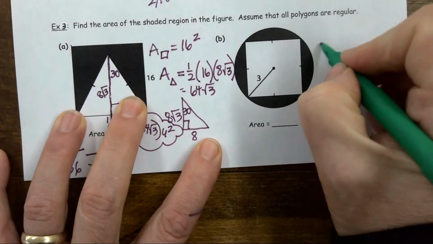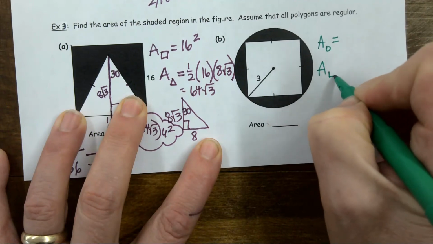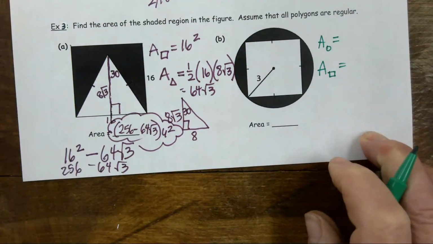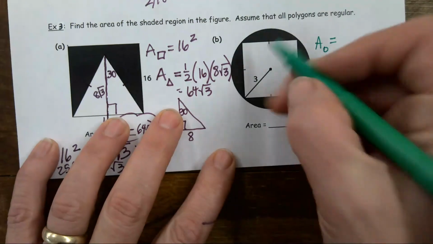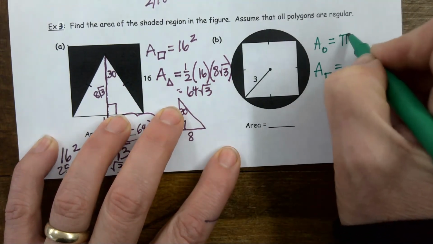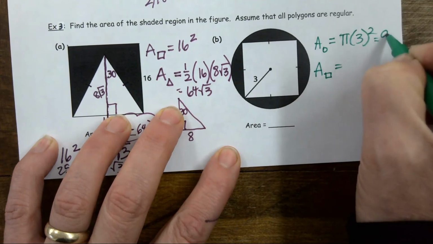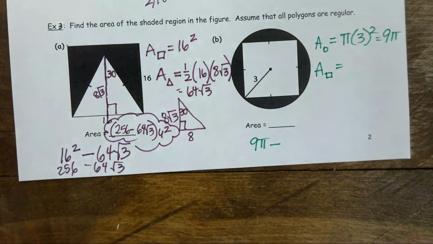I need to take the area of the circle and subtract from that the area of the square. So what's the area of the circle? 9 pi, yeah. We've got the radius. So it's pi times 3 squared, or 9 pi. So I'm going to take 9 pi and subtract. Now I have to figure out the area of the square. Oh boy, this might be rough.